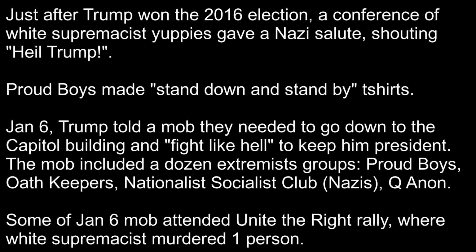And then on January 6, Trump told a mob that they needed to go down to the Capitol building and fight like hell to keep him president. In the crowd that stormed the Capitol building were members of more than a dozen extremist groups, including Proud Boys, Oath Keepers, Nationalist Socialist Club, and QAnon. Some of these people had also been at the Unite the Right rally in Charlottesville, which saw a white supremacist ram a car into a crowd of people, murdering one, and injuring 35 people.